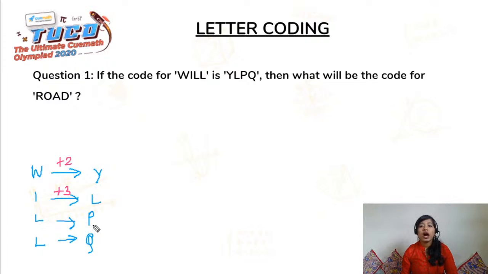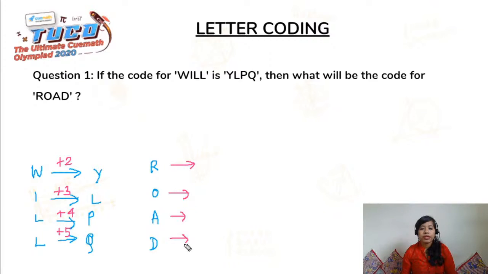Coming to L to P. After L, start counting till P: M, N, O, P. So we are adding plus 4 to this. And coming to the fourth one, L to Q. Let's count from L to Q again: M, N, O, P, Q. That means it's a plus 5. So there's a pattern you can notice here, right? The pattern is that it's always incrementing by consecutive integers. It's always incrementing by 1 at every letter. So now we can try to do the same pattern for ROAD, R-O-A-D. Okay. So let's go ahead with the first one.